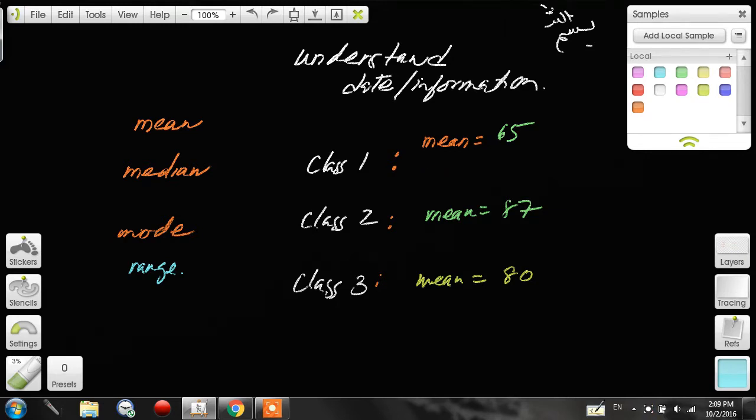For this class, let's say the median, the middle number of all of these scores, was 70. And then here we said the median, the middle number over here, was 90. And here the median is 80. You follow?